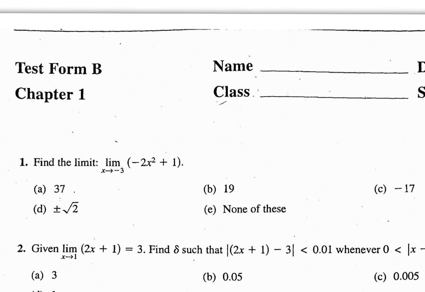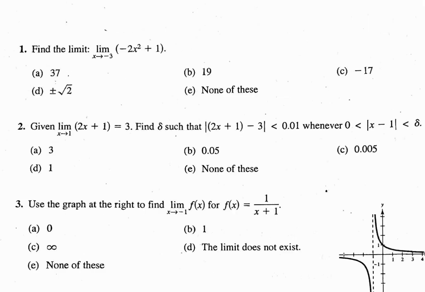Plug it in. This is your formal definition of limit. It says given the limit as x approaches 1 of 2x plus 1 equals 3, find delta such that, remember this is f of x, f of x minus L is less than epsilon whenever x minus 1 is less than delta. So they just want you to simplify this. That's all you're doing. So we are going to do what we've always done here. We're going to take this and simplify it. What does it simplify to?